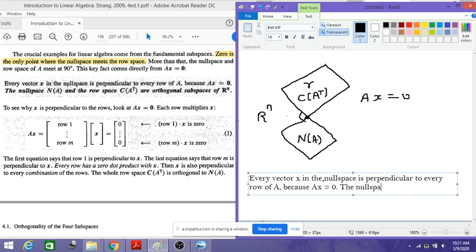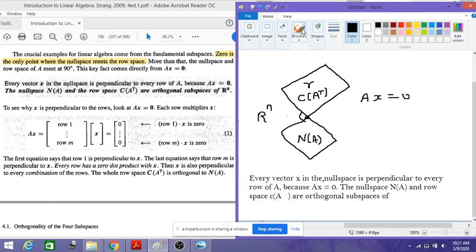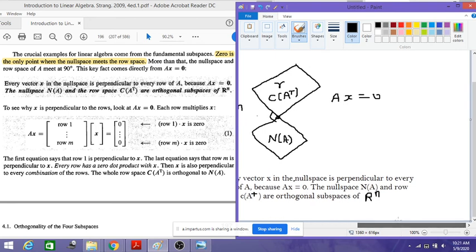The null space N(A) and the row space C(A transpose) are orthogonal subspaces of R^n, so I'll write that here. You just have to understand that the null space and the row space are orthogonal to each other, and they are in the subspace R^n. So just for illustration, we will take an example here.